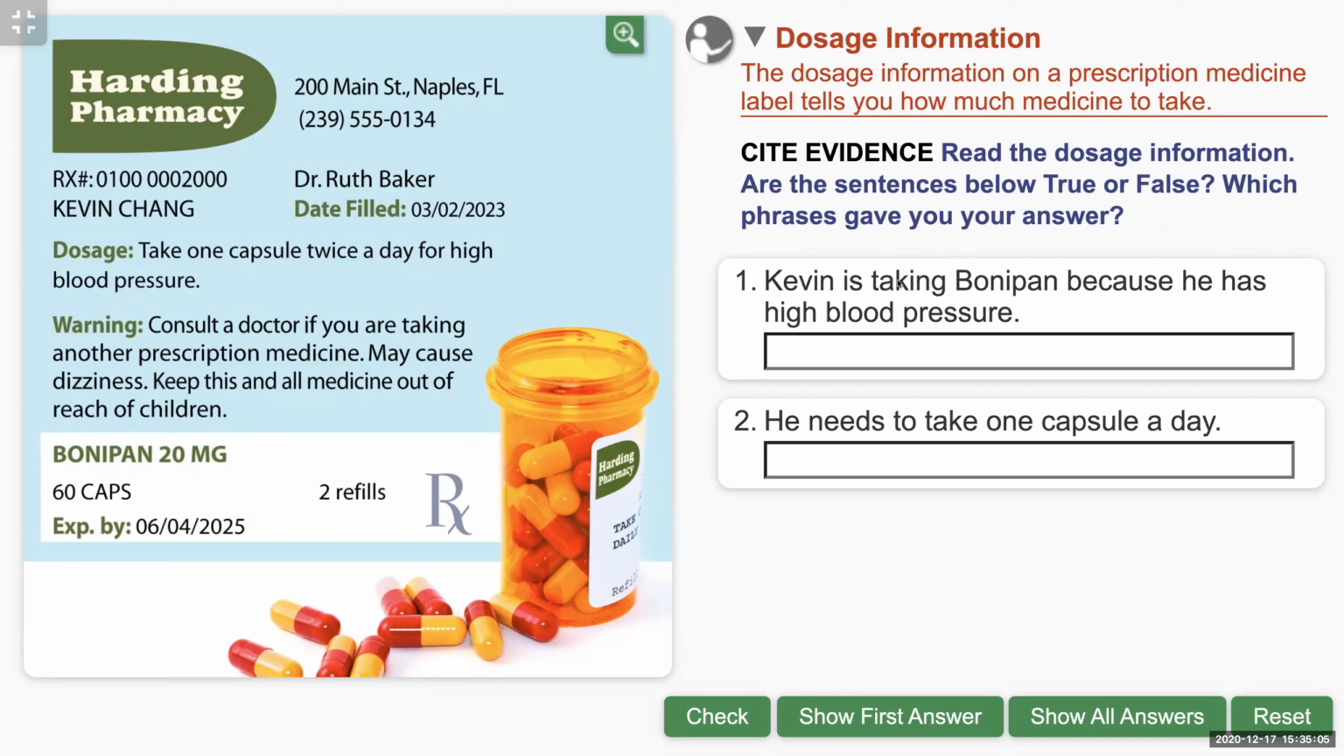So Kevin is taking Bonapin because he has high blood pressure. And 2, he needs to take 1 capsule a day. So I'm going to have you pause and then tell me, is this true or is this false? And we'll check our answers in a minute.